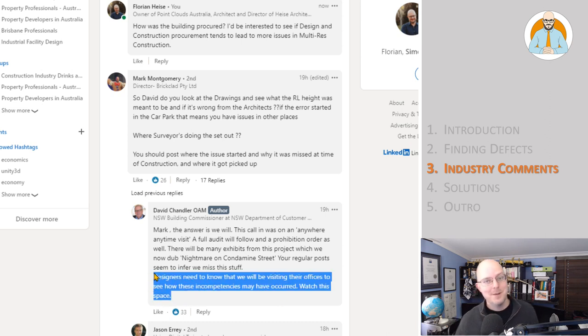So they're going to start visiting your offices as designers. I mean, there you go. That's another level of risk, another issue. Do you even want to be a practitioner in New South Wales anymore? Do you even want to take the risk of doing the work? You're just going to have to factor it into your fees, guys.